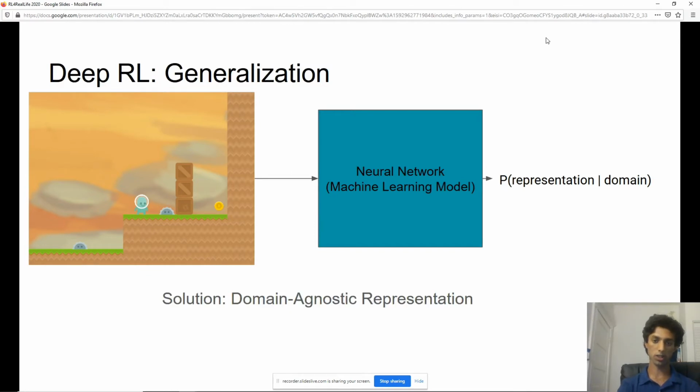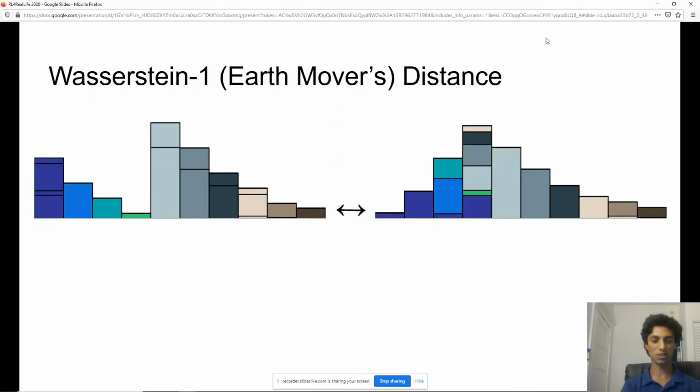So what's the solution here? Put simply, we'd like to learn a domain agnostic representation. Now, of course, this is much harder than it initially seems. If it was doing this by default, then it would transfer. So we have to do some new methods to get around this.